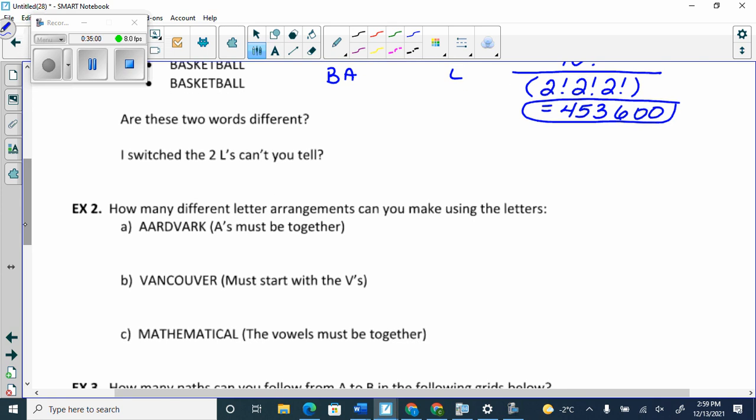We're going to look at aardvark. The A's must be together. So the first thing I'm going to do is write out the word. A, R, D, V, A, R, K. Do you know what I do? I do this. I do it before I even do the question, so that I do not forget to do the division. I don't even care what the question says, I immediately do that. 3 factorial for the A's, and 2 factorial for the R's.